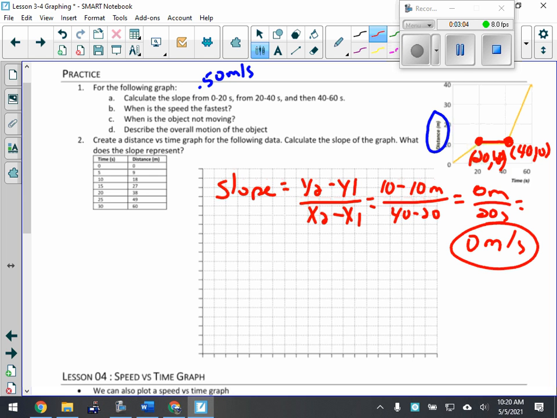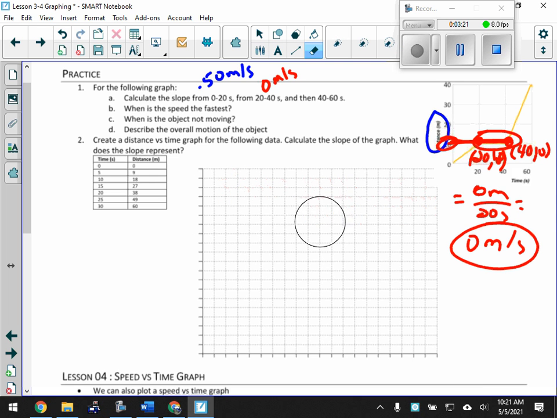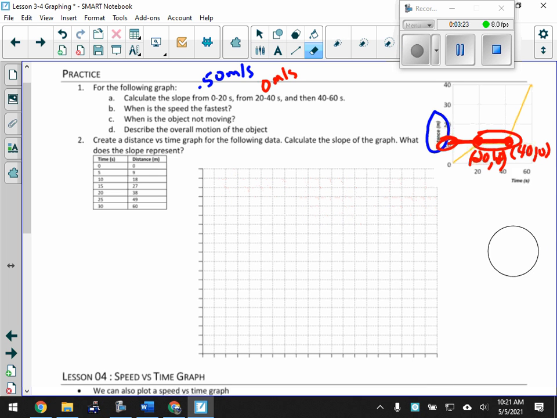And of course that makes sense because look, we're stuck at 10 here. We're not going anywhere. We're stuck there for this period of time. So 0 meters per second would be that part there. Slope of a horizontal line is 0, always. If the slope is 0, what is the graph though? It still depends on what the graph units are.